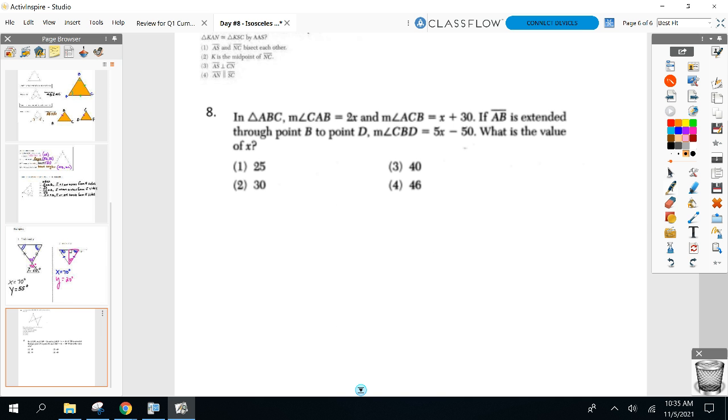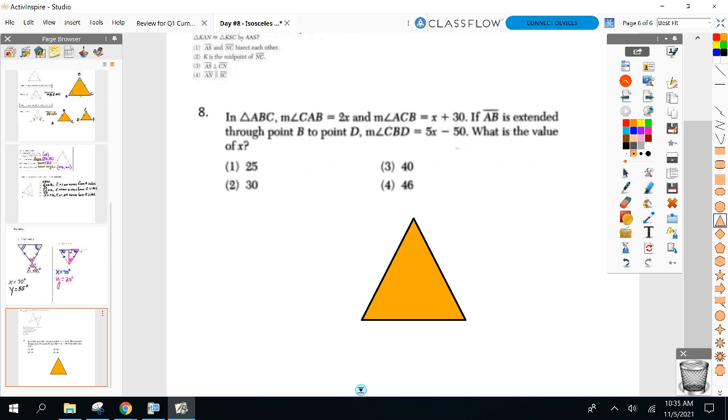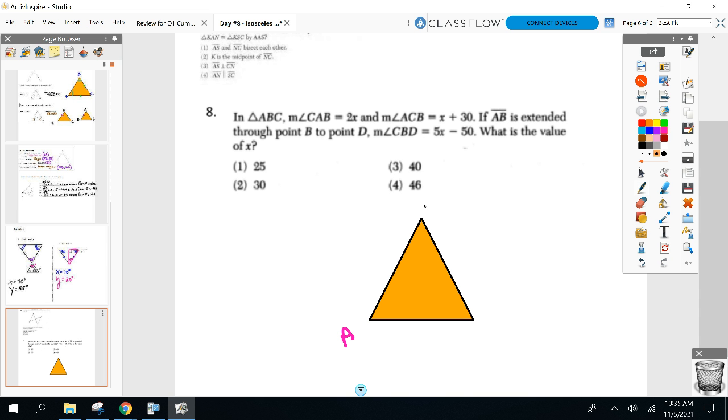So I got triangle ABC. So hopefully we got a triangle working for us. Triangle ABC. And then it tells me CAB is 2x. ACB is x plus 30. If AB is extended through point B to point D, so I'm going to make AB longer, right? That's what it'd say, extended out to point D. CBD, everyone, is CBD inside or outside the triangle? Outside, yep, right here is 5x minus 50. What's the value of x?